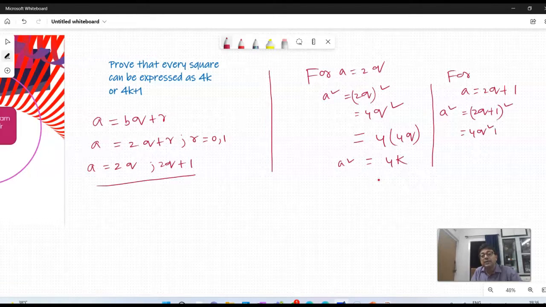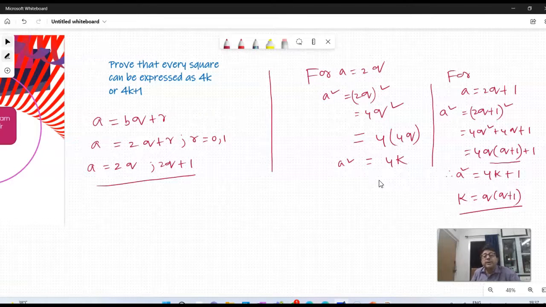Let's see. A square is going to be 2q plus 1 whole square, which is nothing but 4q square plus 4q plus 1, which is 4q into q plus 1, plus 1. If you take q into q plus 1 as k, this is going to be 4k plus 1. So a square is 4k plus 1, where k stands for q into q plus 1. So you can see that integers are of the form 4k or 4k plus 1. I mean perfect squares are of the form, not integers only. Perfect squares are of the form 4k or 4k plus 1.